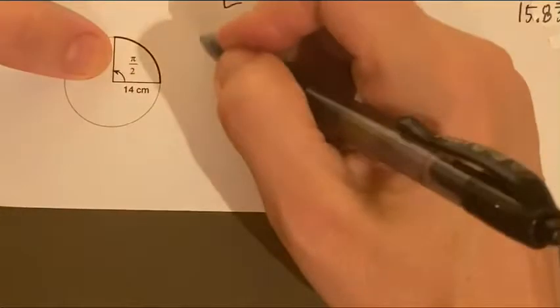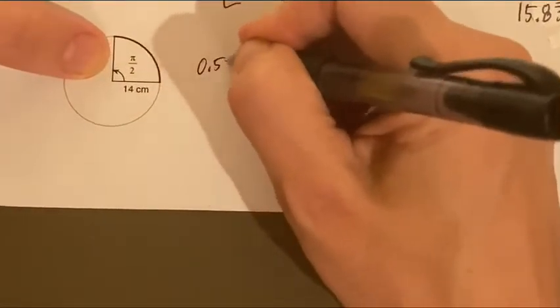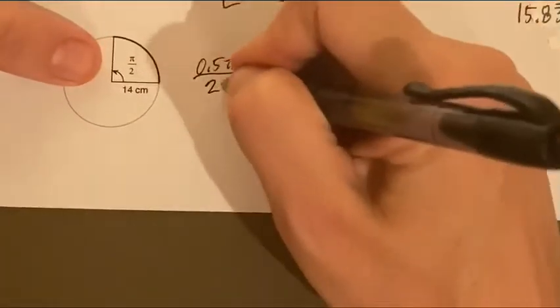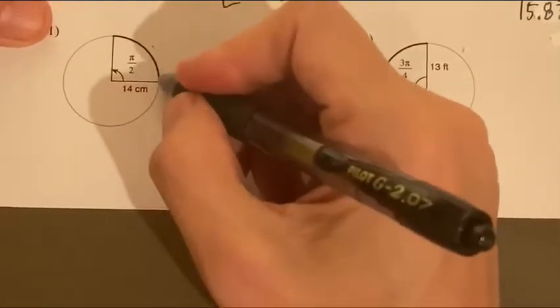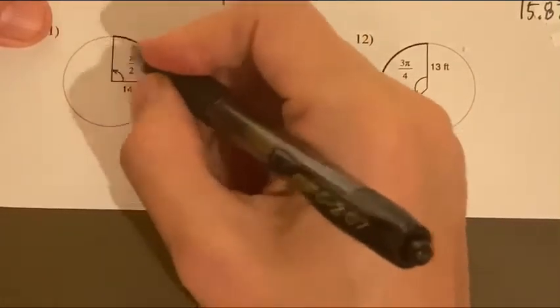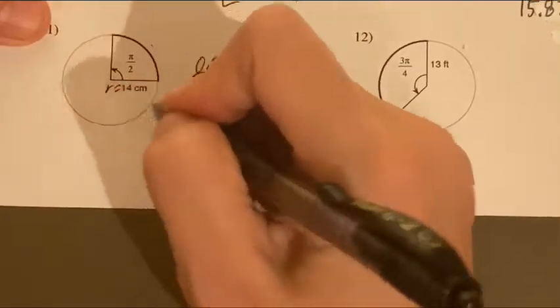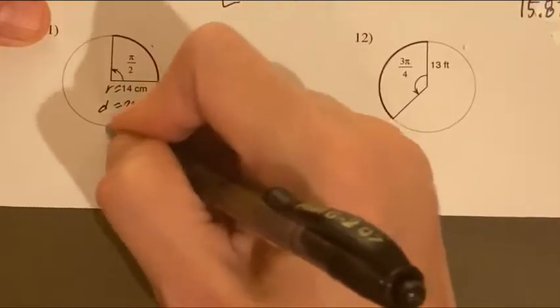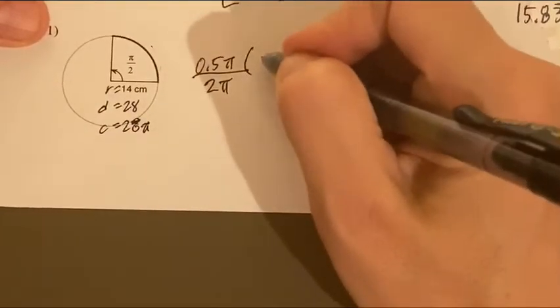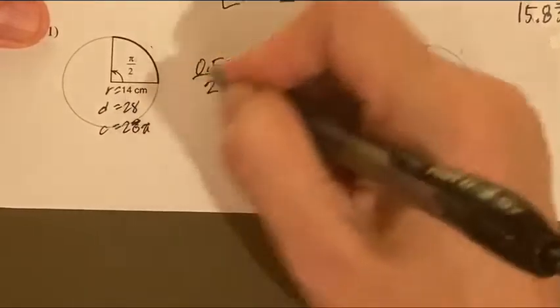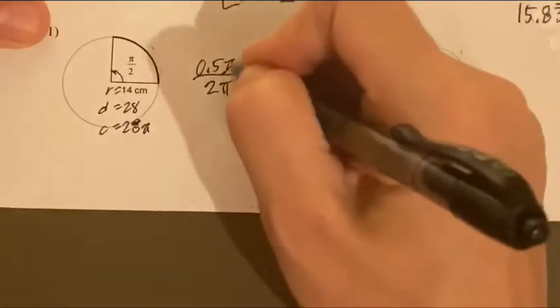So we got pi over 2, so that's 0.5 pi, right? Over 2 pi, that's all the way around. If this is half, that's 2 pi is all the way around. So if the radius is 14, diameter 28, circumference 28 pi. So that's the proportion of the circumference we want. This is the proportion. All right, so let's figure out what that is.